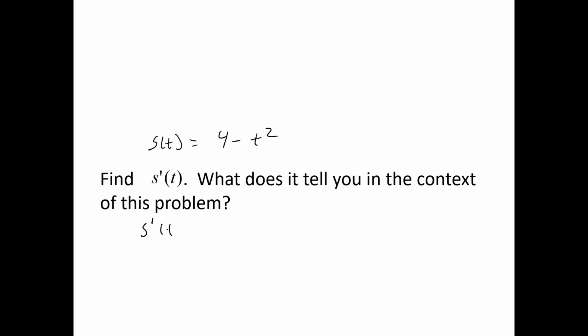So s prime of t, which is the same thing as ds/dt, the change in position over the change in time, is going to be negative 2t. And since we're saying that t is only a positive value, this will always be less than or equal to 0. And that means that we are always moving to the left. But as we put in bigger and bigger values for t, the magnitude of the speed is increasing, so we're going faster and faster. That's why each second we cover a bigger distance.